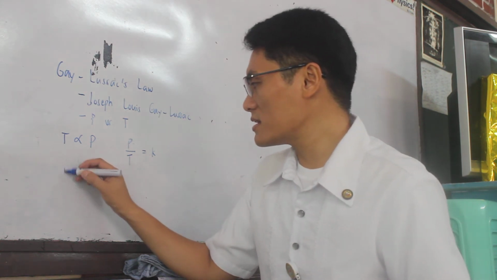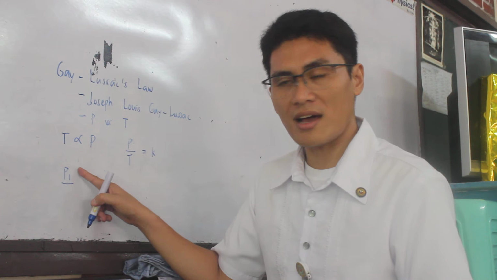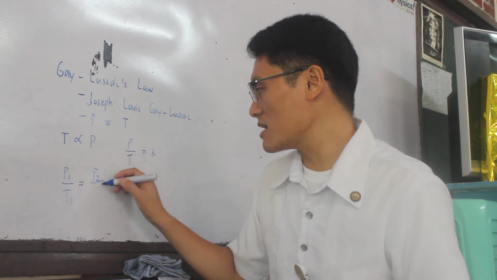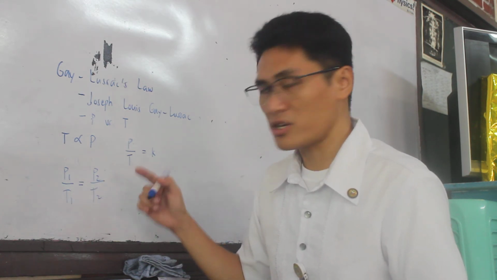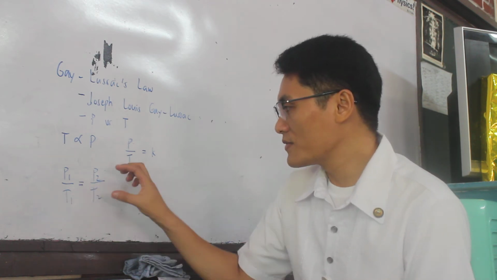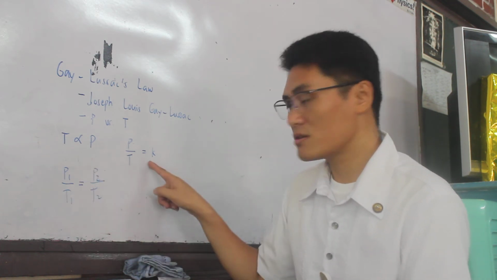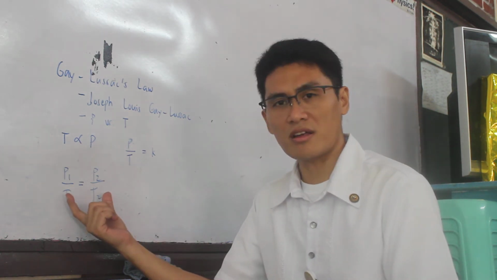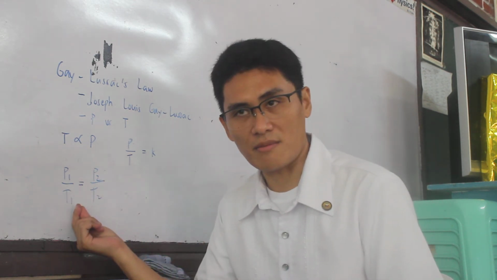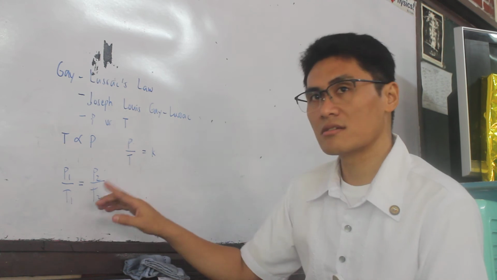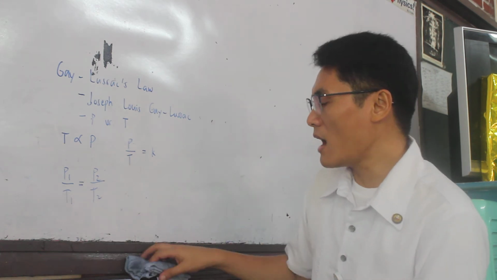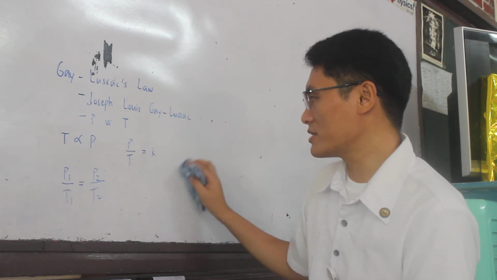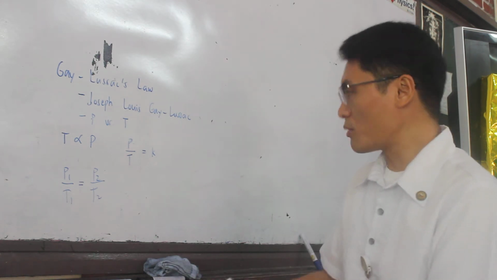And if that gives you a constant, then I can evaluate the pressure of a gas at a certain state and its temperature, and I can equate it to a second state of that gas. Both can be equated because P1 divided by T1 is equal to that constant, and P2 divided by T2 is also equal to that constant. So if these two are equal to the same number, we can equate them. Okay? So that is Gay-Lussac's law. Now, using that equation, we can solve word problems.